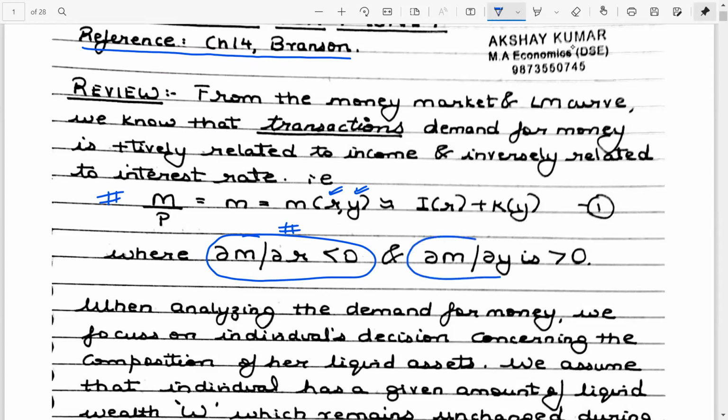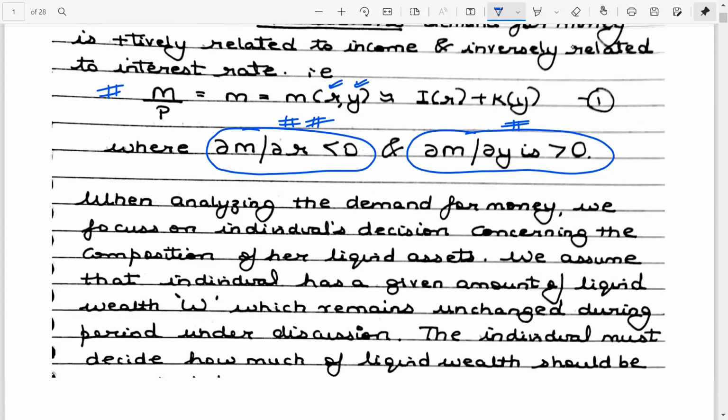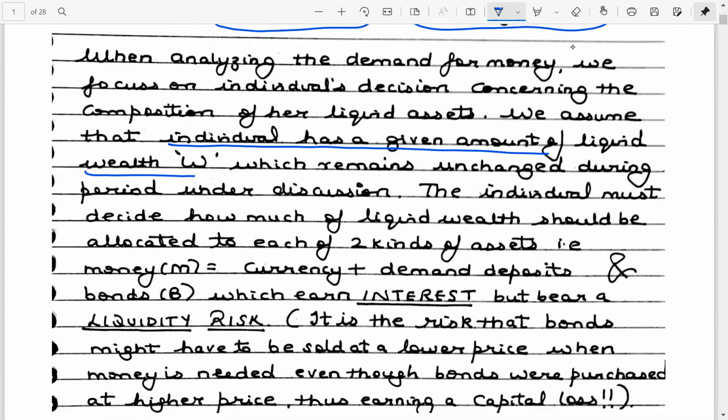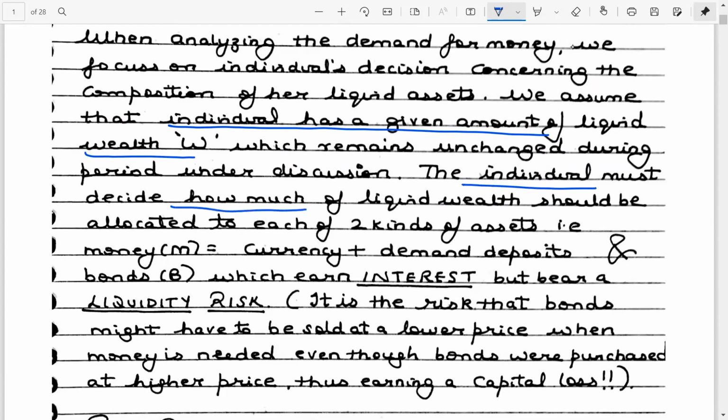On the other hand, del M by del Y is positive because when income goes up, you start demanding more money to make transactions of buying goods and services. So we can say that demand for money shares a positive relationship with income and a negative relationship with the interest rate in the economy. Then in the previous lecture we had said that the individual has a given amount of liquid wealth W. This wealth is not going to change for the period under discussion. That means we are assuming that the wealth is constant at any one particular point of time, and the individual has to decide how much of this liquid wealth to be allocated to each of the two kinds of assets.